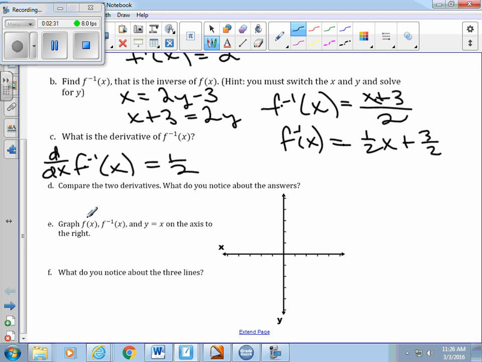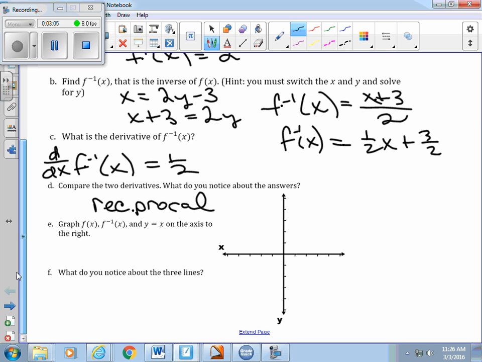Okay, compare the two derivatives. What do you notice about them? It's the reciprocal. Remember, a derivative is a slope, right? Isn't slope change in y over change in x? Would it make sense that if you switch the x's and y's, those would switch to be change in x over change in y? Does it make sense they would be reciprocals? Seems reasonable, right?